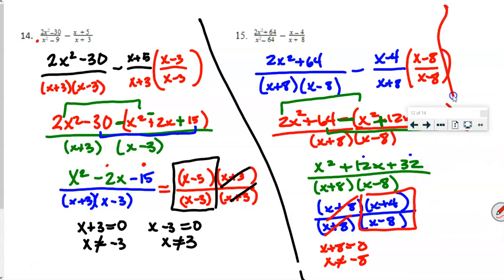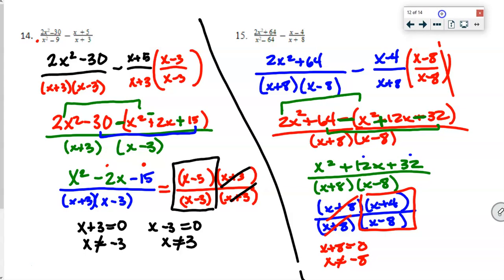Whoops, that thing didn't want to move, did it? Sorry about that, y'all. Let's see if I can get it to move now.